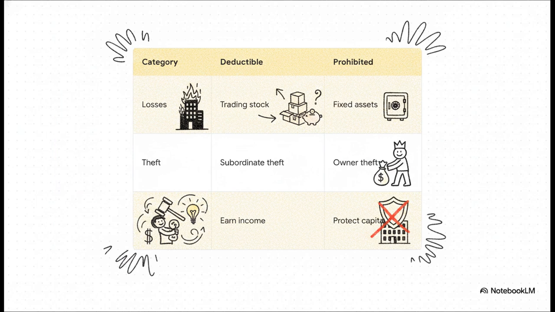Let's tackle losses first. If you lose a fixed asset to fire or theft, that is capital. There is no Section 11A deduction. But if you lose trading stock, it is deductible, though only to the extent that it exceeds your insurance recovery.